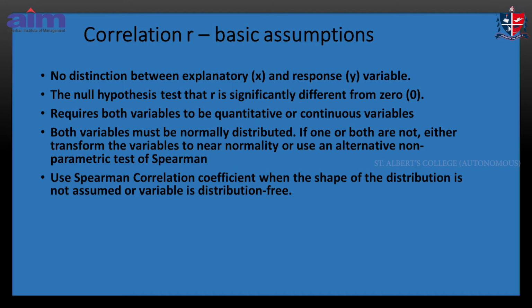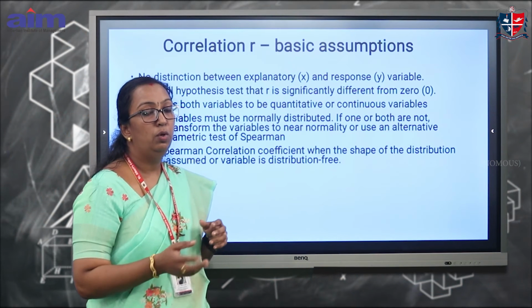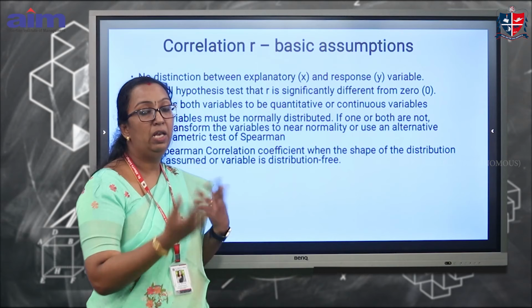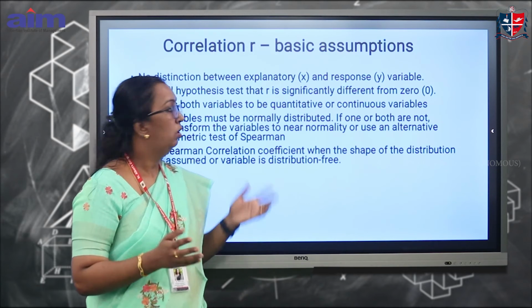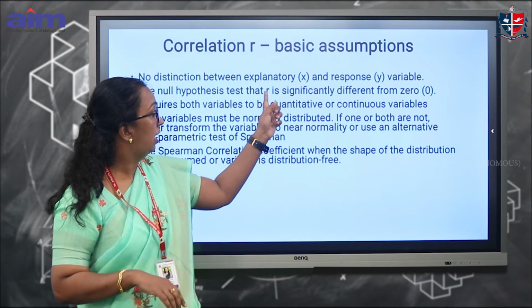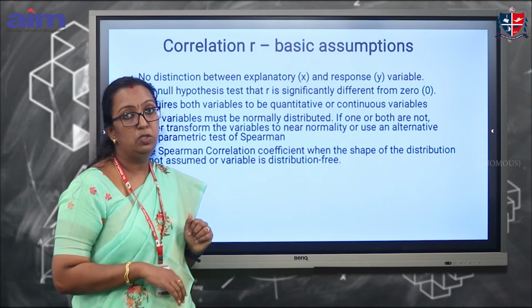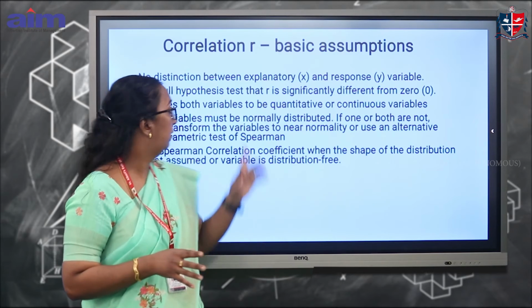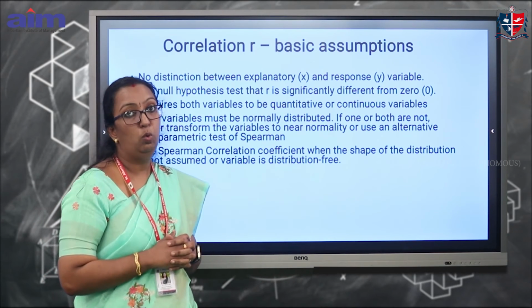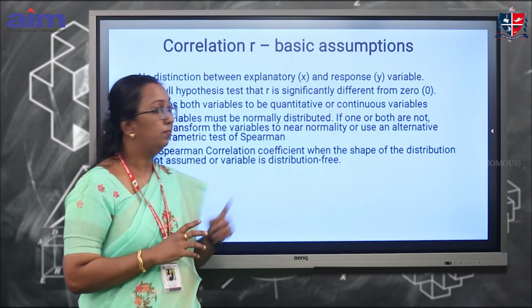In correlation, there is no distinction between the explanatory variable, that is the independent variable x, and the dependent variable y. So if you put the x value as y and the y value as x, there is no difference. That is the first assumption. Then the null hypothesis tests that R is significantly different from 0. That is another assumption that you make. And it requires both variables to be quantitative or continuous variables. Only then can you go for correlation.